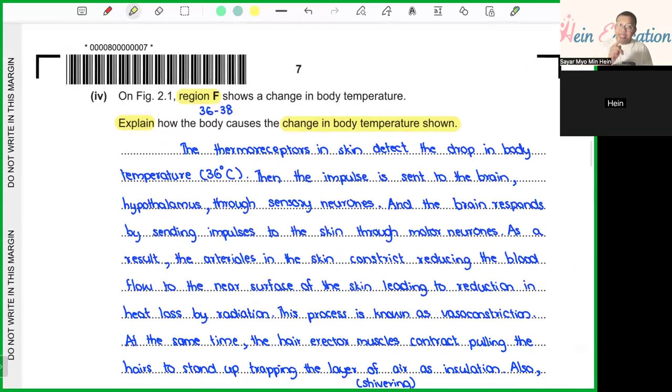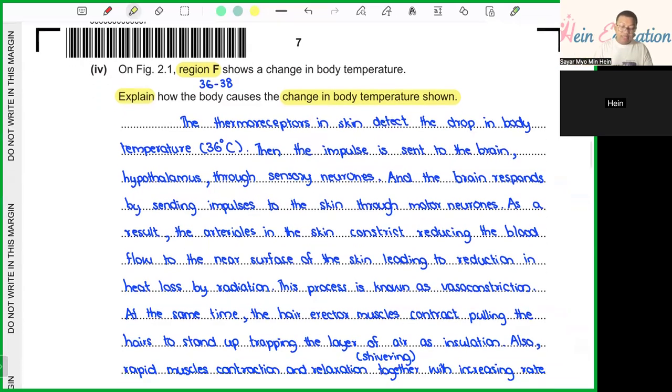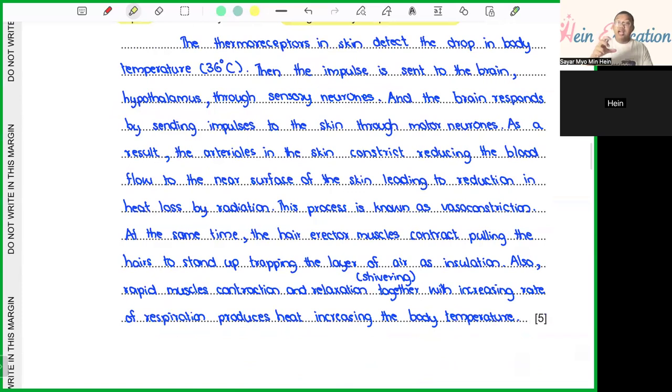And the question is to explain how the body causes the change in the body temperature shown. So my answer would be: the thermoreceptor detects the drop in the body temperature, which is below 37 degrees. It will send the impulse to the brain, the hypothalamus, using a sensory neuron, and the brain will respond to the effector, which in this case is the skin, through the motor neuron. And as a result, the arterioles will constrict, right?